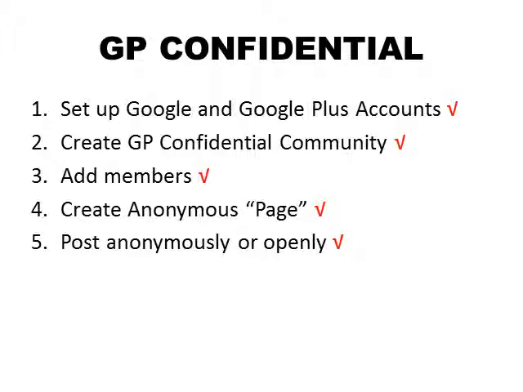Just to recap, the process is that you've set up a Google Plus and a Google Plus account. And in the course of this video, I've shown you how to create a private Google Plus community, which we've called GP Confidential 1. We've then added members to that community, created an anonymous page to allow anonymous postings by those members within the community, and then I've shown you how to post either anonymously or openly in the community.